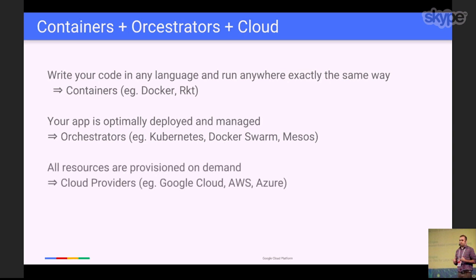And finally, all resources being provisioned on demand, that's what the cloud is all about, right? So Google Cloud, AWS, Azure, they're all about resources and infrastructure being on demand. So I think we are heading in the right direction, and these things are coming together. So maybe there's hope that I will be able to focus on my code and not worry so much about the infrastructure running my code going forward.